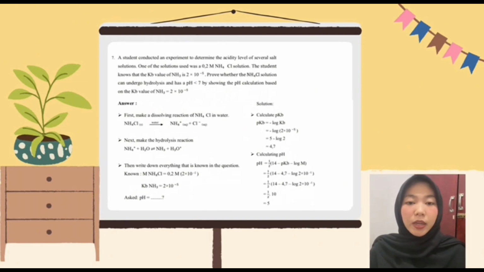Then it can be concluded that the NH4Cl solution undergoes hydrolysis because the NH4 plus ion comes from the weak base NH3, where the hydrolysis reaction produces H plus ions, which shows the solution to be acidic with a pH of less than 7.